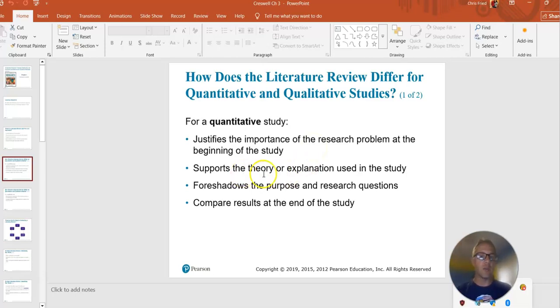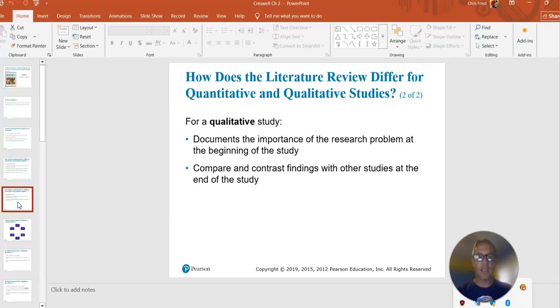Okay, it also helps to support any theory that you may have come up with. It also helps with foreshadowing of research questions, and then helps you basically compare results at the end of the study. So in quantitative, you're definitely comparing results from a study. Okay, so a literature review for a quantitative study will help you in these areas.